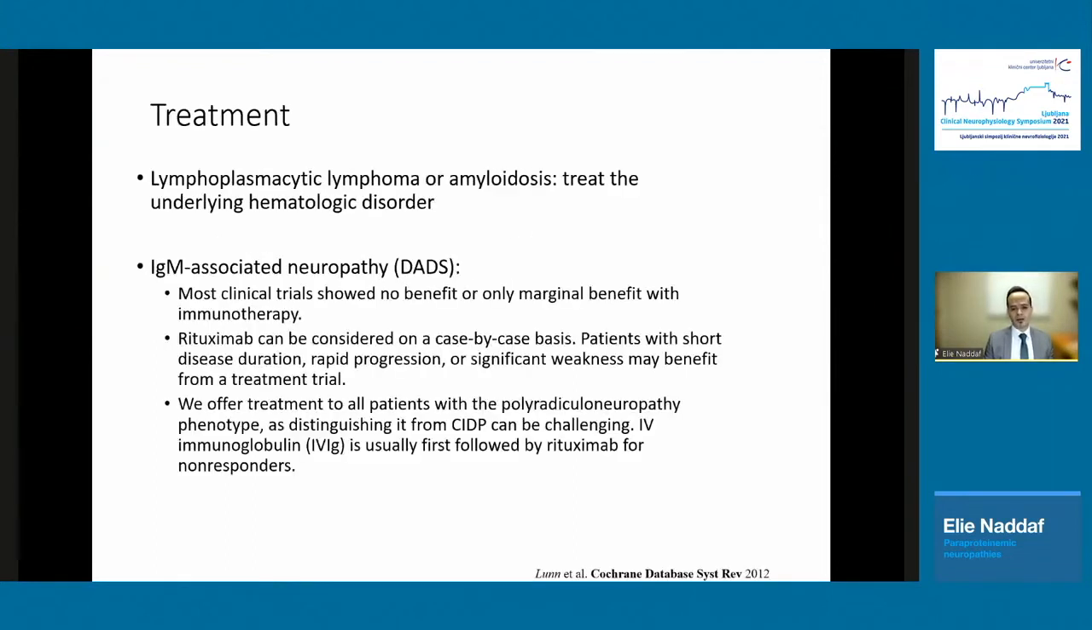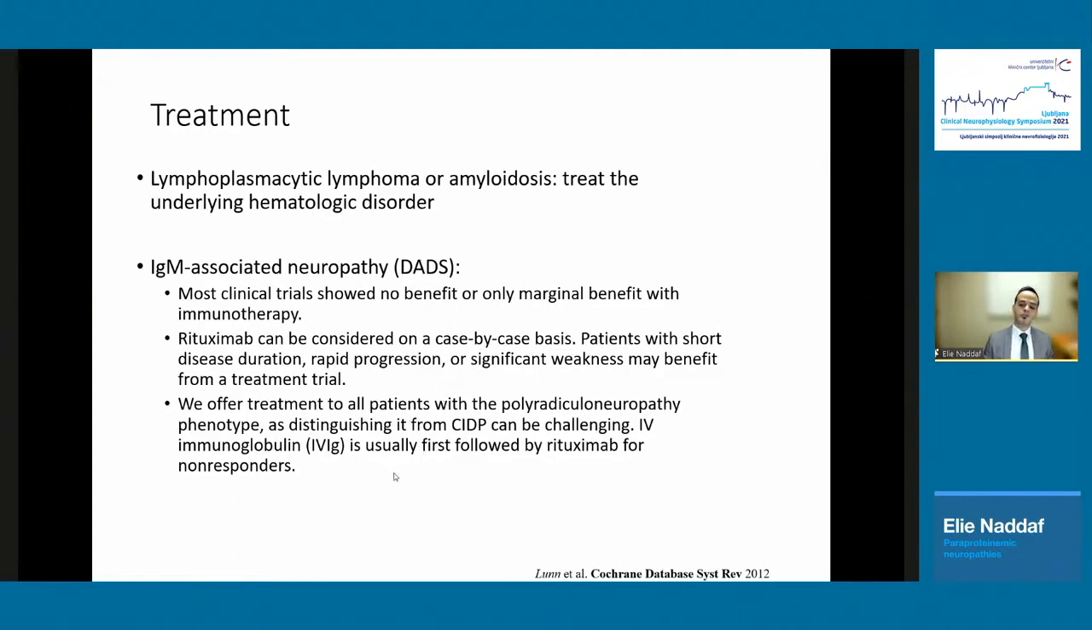Very briefly here about treatment, because if the patient has an underlying hematologic malignancy or amyloidosis, the treatment will be guided by the hematologist. But if they have an IgM neuropathy, the monoclonal protein would not require treatment from a hematologic perspective, and you as a neurologist will decide on that. Briefly, there is no evidence that immunotherapy works, just anecdotal evidence, and you can decide on a case-by-case basis whether to use rituximab. Usually patients with short disease duration, rapid progression, or significant weakness are eligible for a trial.